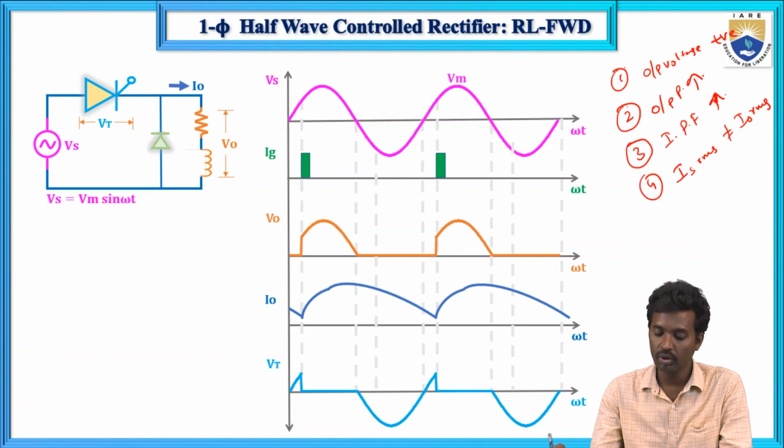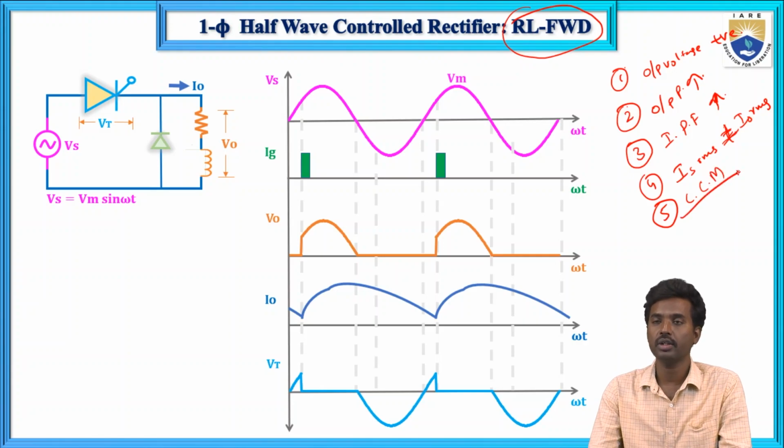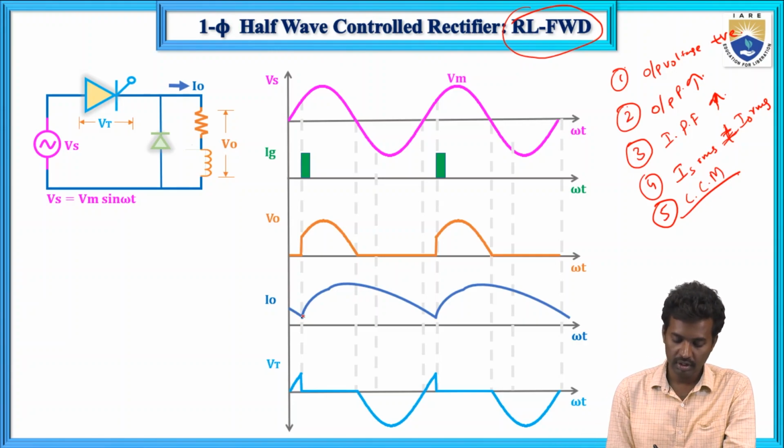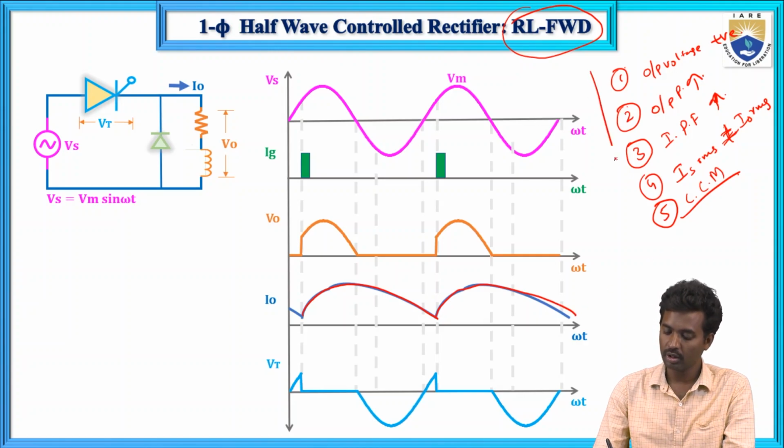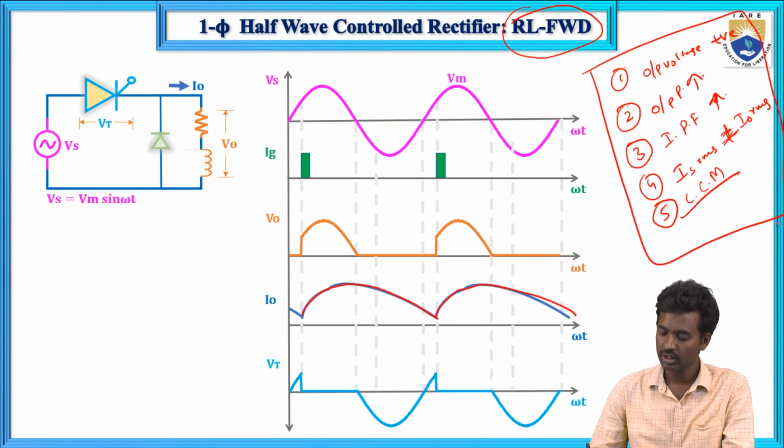But here, only in case of RL with freewheeling diode, it is not equal. So keep it in mind. So here, 4 points. And now here, the most important fifth one is that continuous current conduction mode is possible. So these are the most important 5 points.